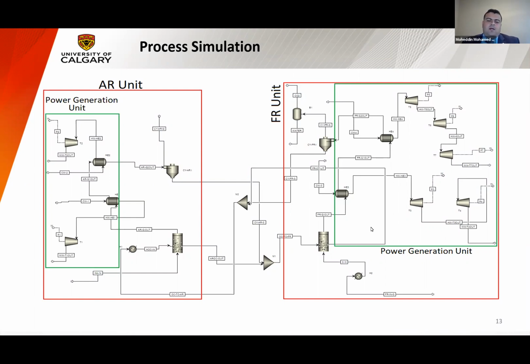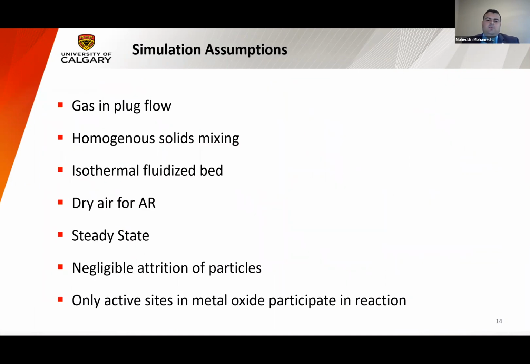As can be seen here, the solid is circulated between the air reactor and the fuel reactor after it was separated by the cyclone. For our simulation assumptions, gas is in plug flow. We're assuming homogeneous solid mixing, isothermal fluidized bed, dry air for the air reactor, as well as steady state conditions throughout the process, negligible attrition of particles. Because we're using support oxides, we're only assuming that the active sites participate in the reaction.